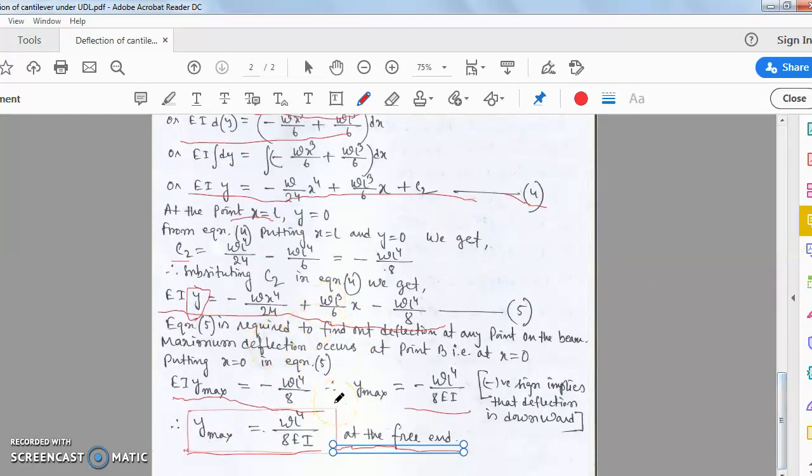So these are the deflection equations. This is the procedure to derive any beam's deflection. This method is called the double integration method, as we integrate two times.